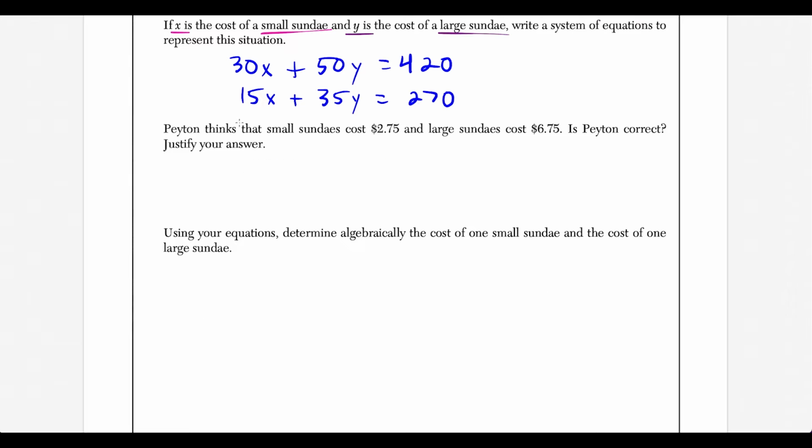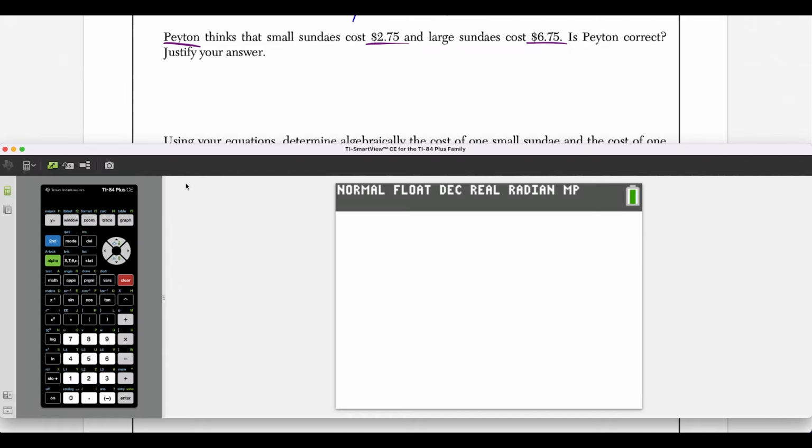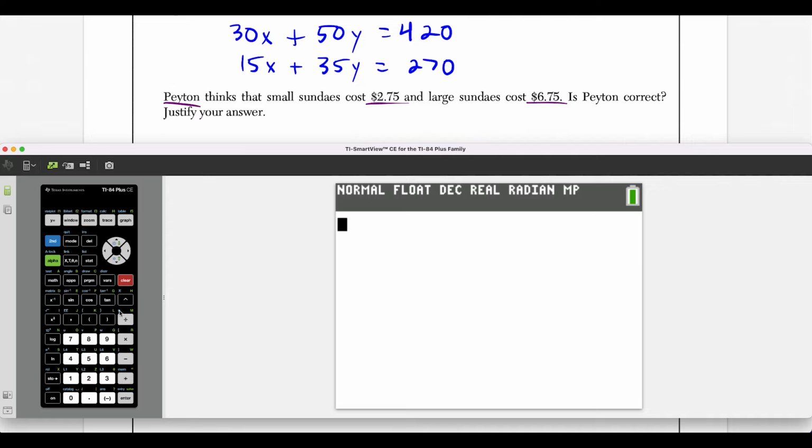So for the second part of this, we have Peyton thinks that the small sundaes cost $2.75 and the large sundaes cost $6.75. Is Peyton correct? Justify your answer. Now I'm going to take an educated guess and say Peyton's wrong, because then we wouldn't have much to do for the last part. So let's go ahead and plug in. So let's use the calculator to check if Peyton's right.